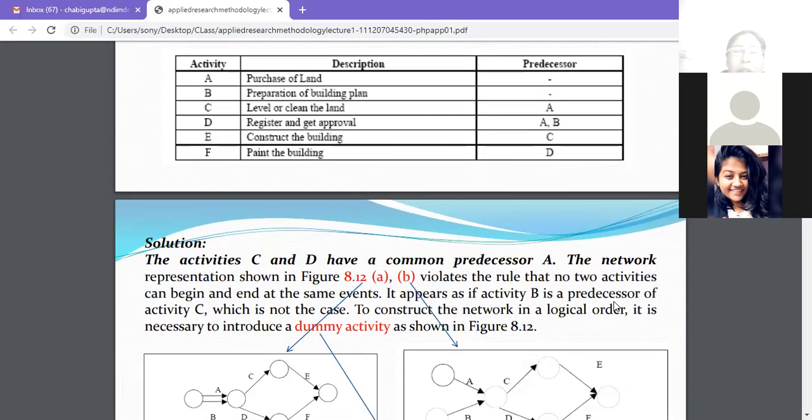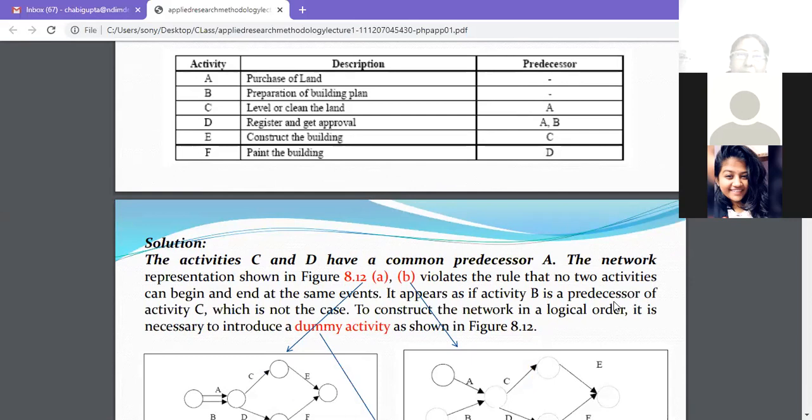Can you draw on a paper? Before I move on, I want you to draw. Drawing, ma'am. Drawing. Ma'am, can you please explain it again? How to draw this one?